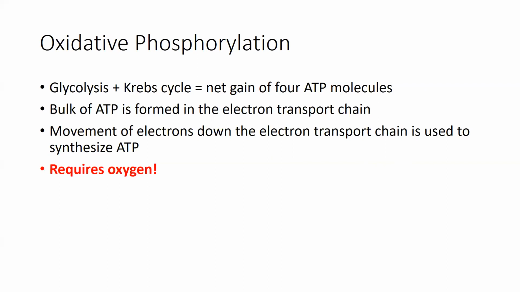Also, we want to bear in mind that this is a much more efficient way of making ATP, a much more efficient mechanism than substrate level phosphorylation, right? Oxidative phosphorylation is going to yield us much more ATP than the 4 ATP we talked about previously, or up until now.